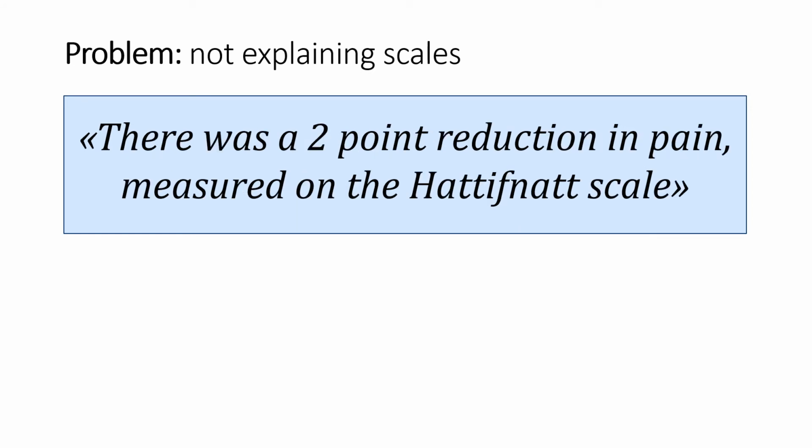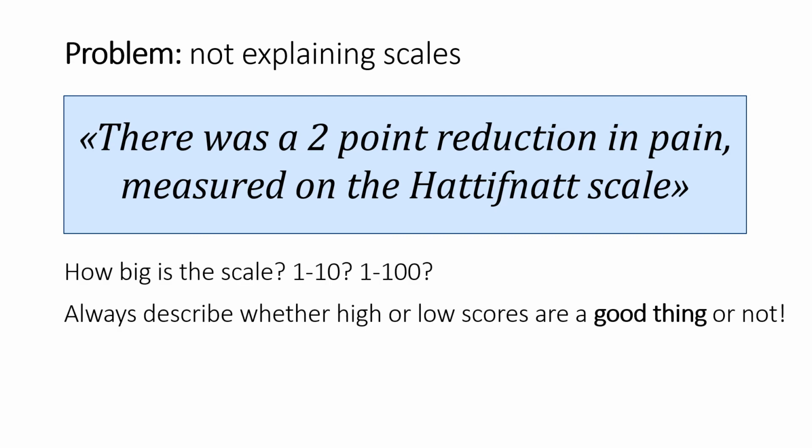Another problem is that people still aren't very good at explaining the scales that were used to measure the outcome. Here's a fictitious example. There was a 2-point reduction in pain measured on the Hattie-Fnatt scale. Well, I have no idea what the Hattie-Fnatt scale is, so I have no idea if a 2-point reduction is a big reduction or a small reduction. So if you're referring to scales, tell people how big the scale is, whether it goes from 1 to 10 or 1 to 100, and make it clear whether a high score or a low score is a good thing.